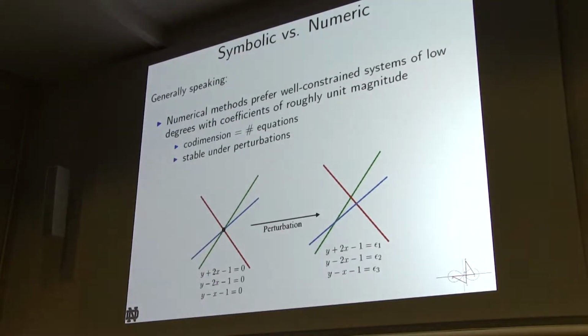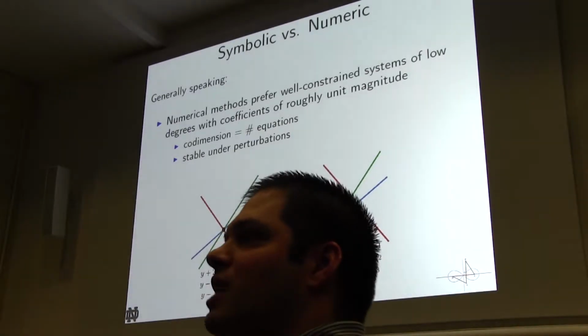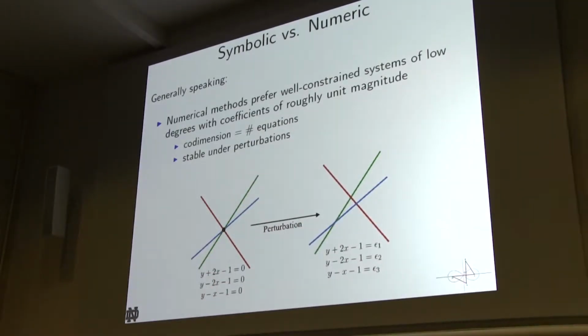Okay, so generally speaking, numerical methods prefer well-constrained systems of low degree. Generally speaking. Okay, Simon's poster is a completely different story, but generally speaking, if I was going to create my ideal system, it would have quadratic equations and really nice coefficients of roughly unit magnitude. So well-constrained means that the codimension is equal to the number of equations. And so in that case, I can perturb my coefficients, and I have stability of my solutions under perturbations.